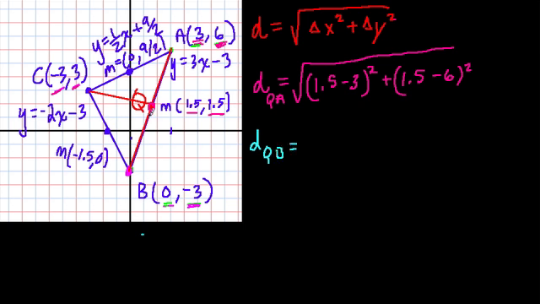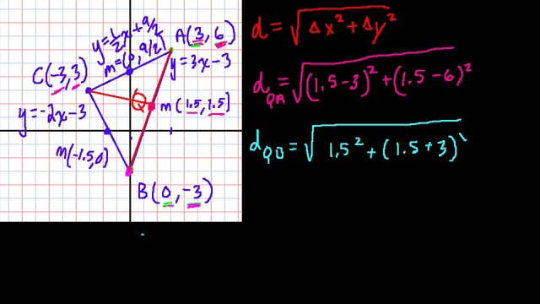And that's from here to here. So now, square root of delta x, so 1.5 minus 0, so that's 1.5 squared. And then delta y, 1.5 minus negative 3, which is really 1.5 plus 3 squared. And then one more, you might already see something, QC.